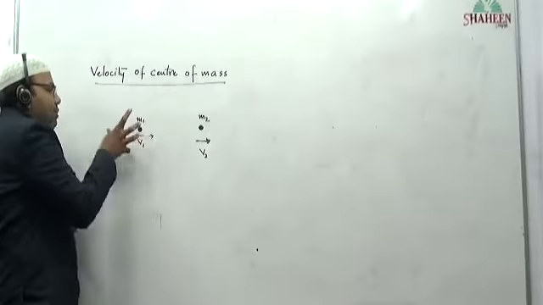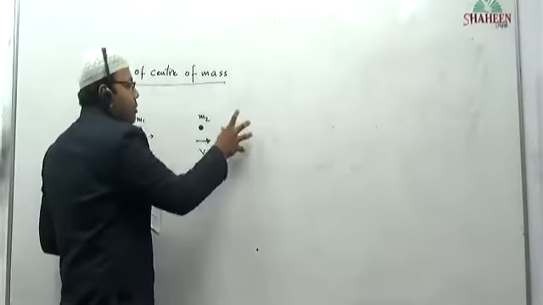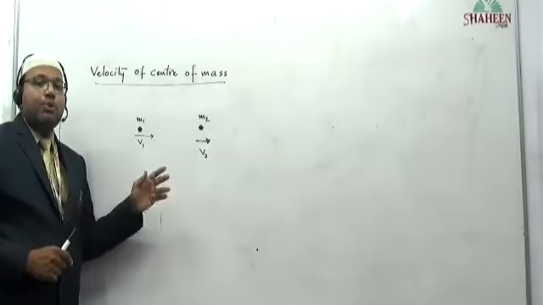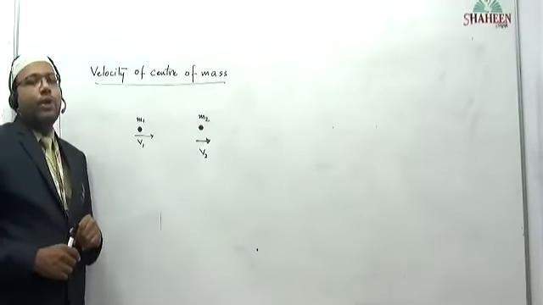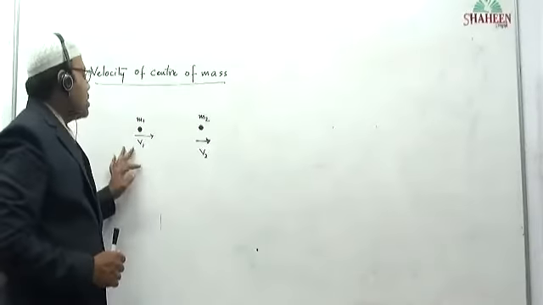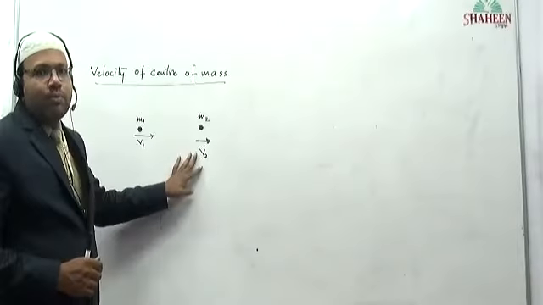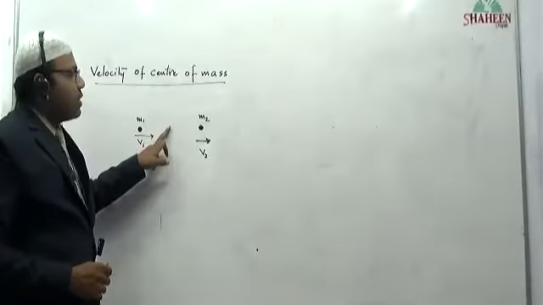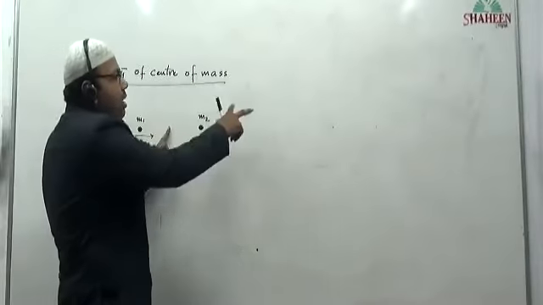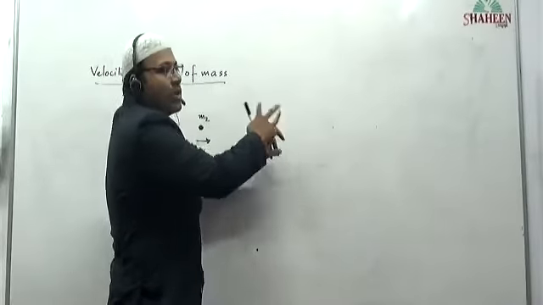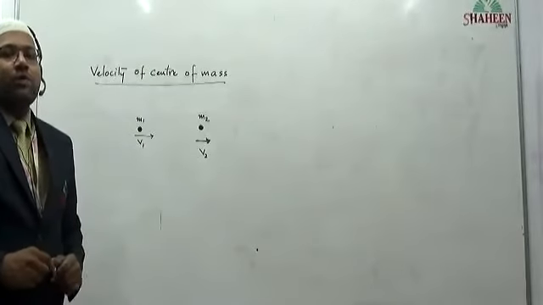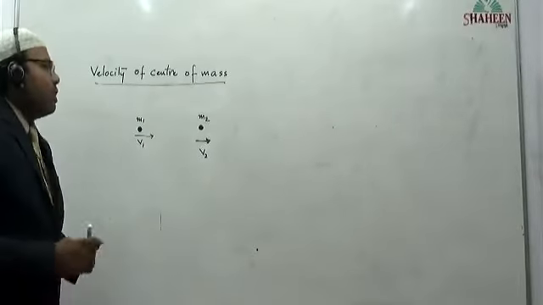This m1 is moving with the velocity v1, m2 is moving with the velocity v2. So this is m1 and this is m2. I hope it is clear. Now where is the center of mass? Center of mass will be somewhat here. So when these two masses are moving, along with that the center of mass also will be moving. So that velocity we are calculating. What is the velocity of the center of mass? So pay attention, it's very simple.